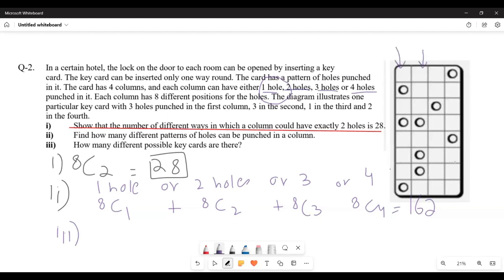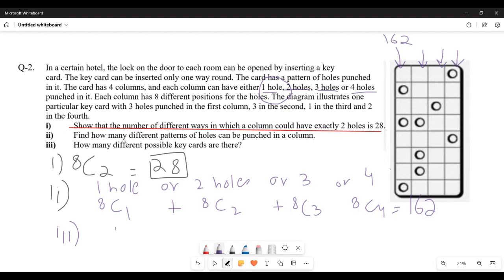Iski bhi baat ho rahi hai, iski bhi baat ho rahi hai, iski bhi baat ho rahi hai. We know that in one of the columns, there can be 162 ways of punching holes in one of the columns. And we have four such columns.